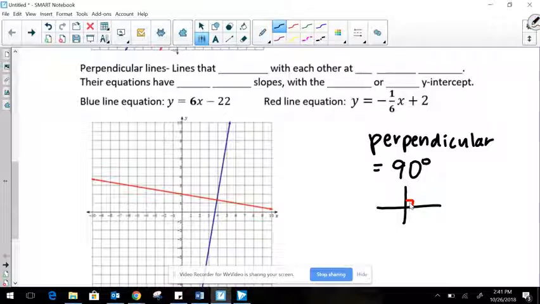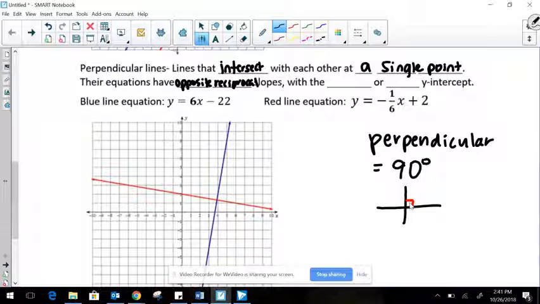Okay, so let's fill in these lines here. Lines that intersect with each other at a single point. Now you have to write kind of small for these next ones. Their equations have opposite reciprocal slopes, and then with the same or different y-intercept.